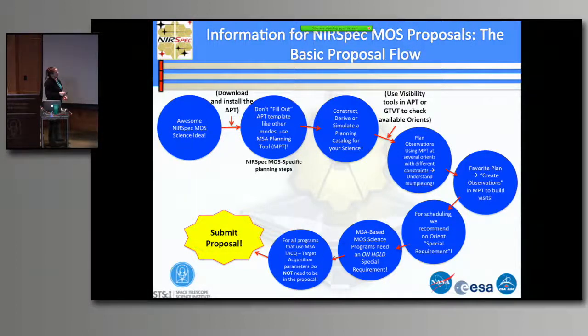And a not NIRSpec-specific step that's very useful is to use the visibility tool, either in APT or the general target visibility tool that Bill Blair demonstrated a couple months ago, to check the available orients for your catalog observation. And so you plan your observations in MPT using your catalog. And what we recommend is that people test this at several different available orients to understand the constraints on your observations and understand how much time it's going to take at different orients to actually execute your science.